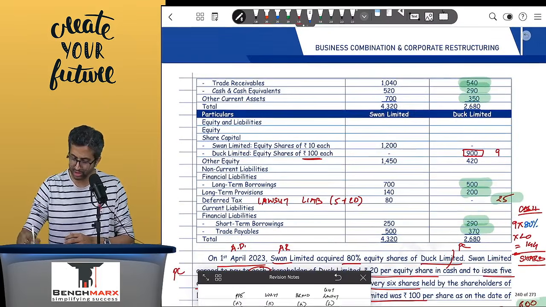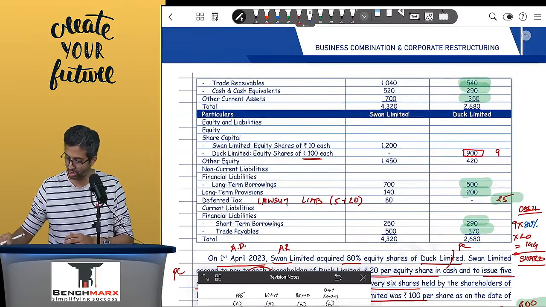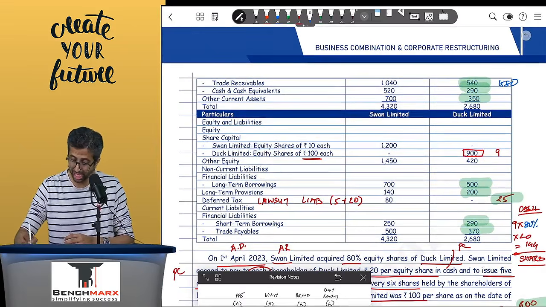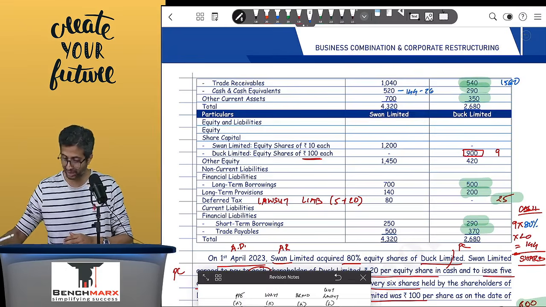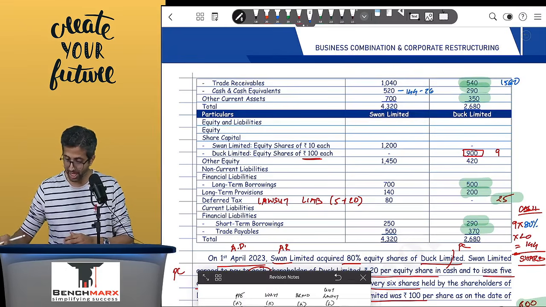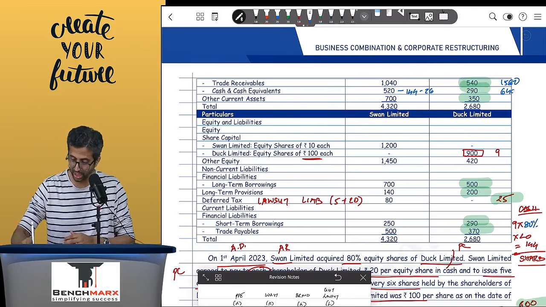Trade receivables, if I total up 1040 and 540, comes to around 1580. Cash, you have to be careful. You are paying from this 520, you are paying 144 worth of cash, and you are also paying 26 worth of cash. So this is 520 minus 144 minus 26 and then plus 290. So your total comes to, let us say, 640 for the cash, and for other current assets this is 1050.